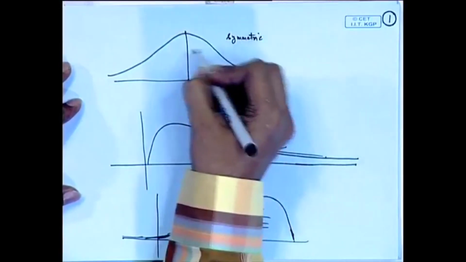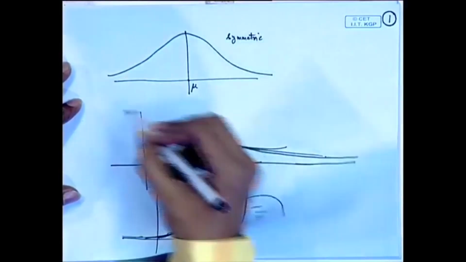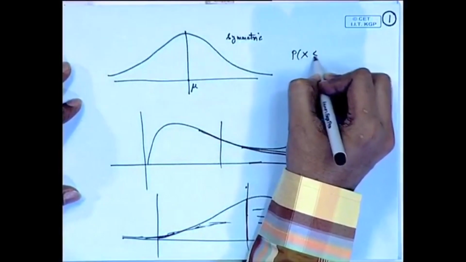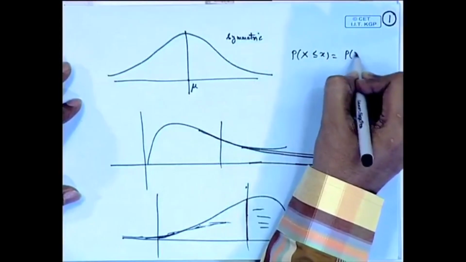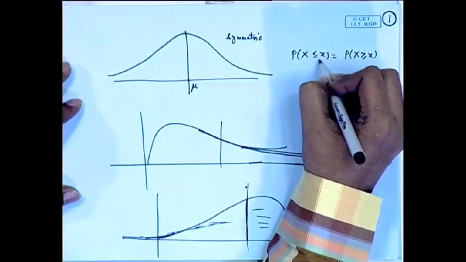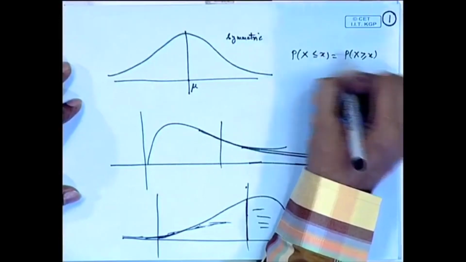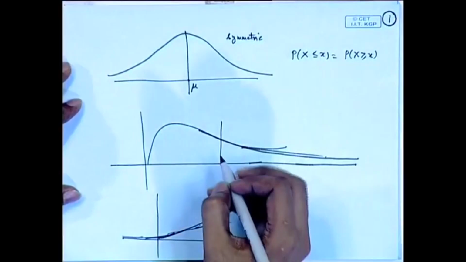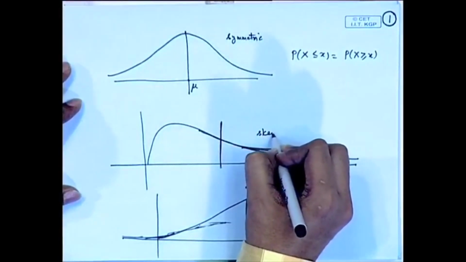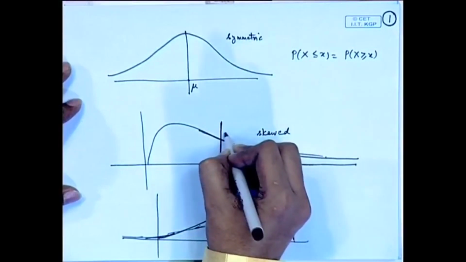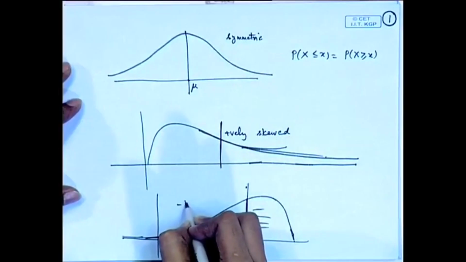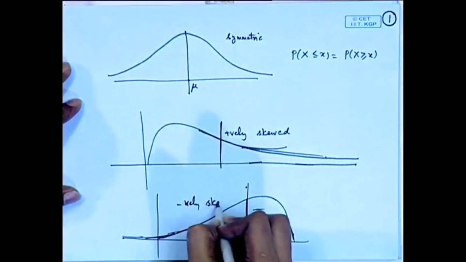We considered the definition of symmetric distribution earlier, that is, the probability that X is less than or equal to x is equal to the probability that X is greater than or equal to x. Suppose it is symmetric about 0, then we should have this kind of thing. So, if it is not symmetric, we will call it skewed. This one will be called positively skewed and this one we will call a negatively skewed distribution.